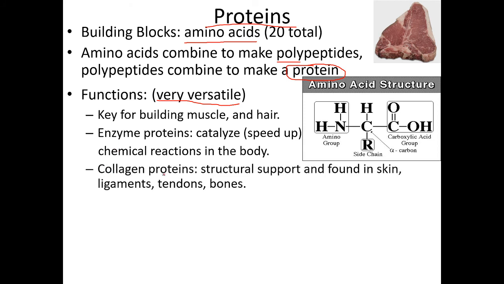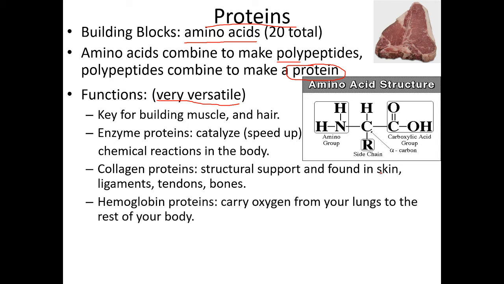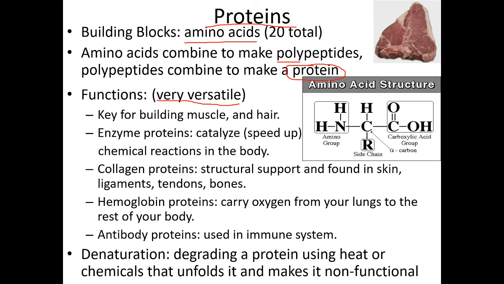You have collagen proteins. They're really important for structural support in your body. Your ligaments and tendons have some collagen. Your bones have some collagen. Your skin has collagen. It gives you the bounce in your skin. You have hemoglobin proteins. They help carry oxygen. That's a big deal, right? You have antibody proteins for your immune system. And so, I mean, it's easier to find things that proteins don't do because they essentially do just about everything, okay?